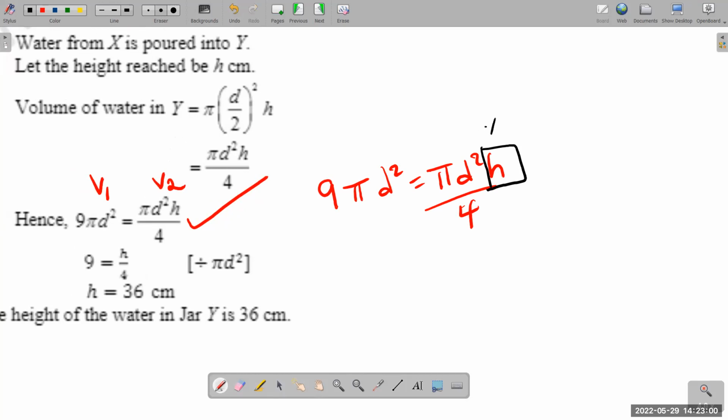So let's multiply by 4 on both sides. So this and this are going to cancel. So you end up with 36 pi d squared is equal to pi d squared h. Who else do I need to get rid of if I want h? I need to get rid of all of this. I could divide by this thing one time.